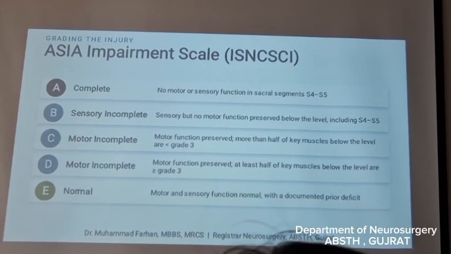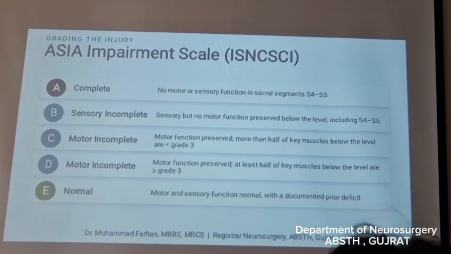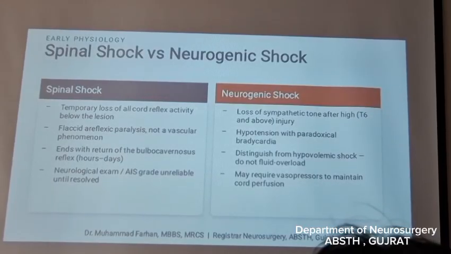So motor incomplete can be divided into two. In C, motor function is preserved, and sensory function is also preserved, but the key muscles below the level of the lesion, or more than half of them, are less than grade 3. In D, there is a motor incomplete, in which motor function is preserved, but half of the key muscles below the level are usually greater than grade 3. Then there is E, which is normal, in which motor and sensory function is preserved with no deficit.